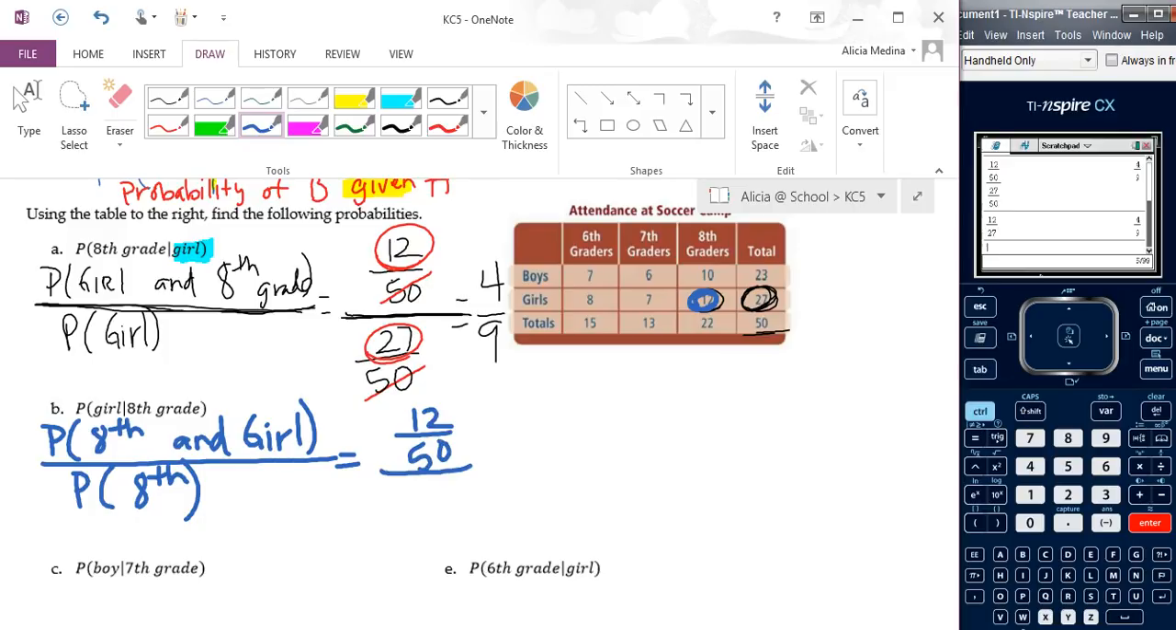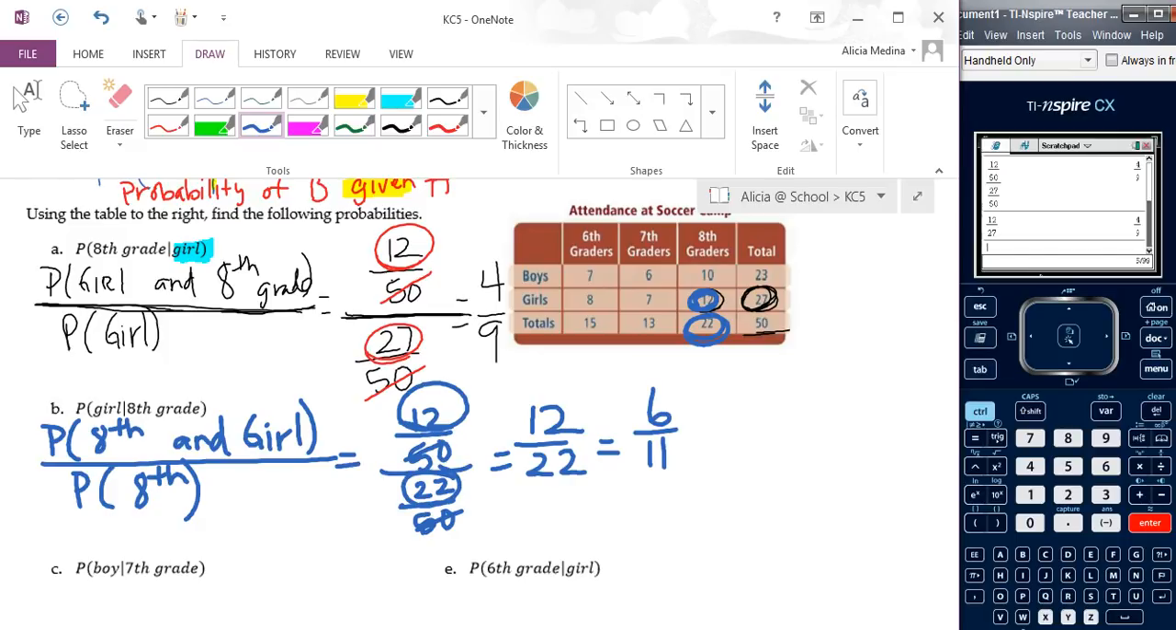But the probability of 8th graders now is the different part. Right now I only have 22 8th graders, still out of my 50. Now like what I said before, these 50s divide out and become 1. So the only numbers I really need to simplify here would be my 12 over 22. And if I write that in my calculator, I do get 6 over 11.